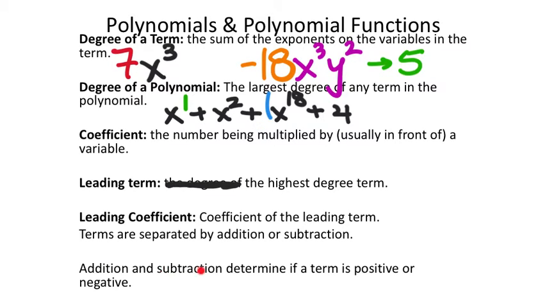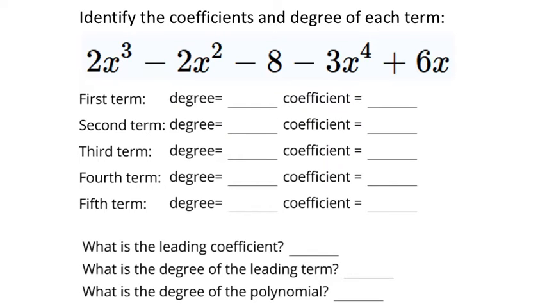Addition and subtraction determine if a term is positive or negative. Remember that every term, no matter what it is, will always take the operation to the left, addition or subtraction, as positive or negative, respectively. I personally don't care for the vocabulary that much, but there are problems that have the vocabulary in them. Something like this, okay? This expression here has 5 terms. 1, 2, 3, 4, 5.